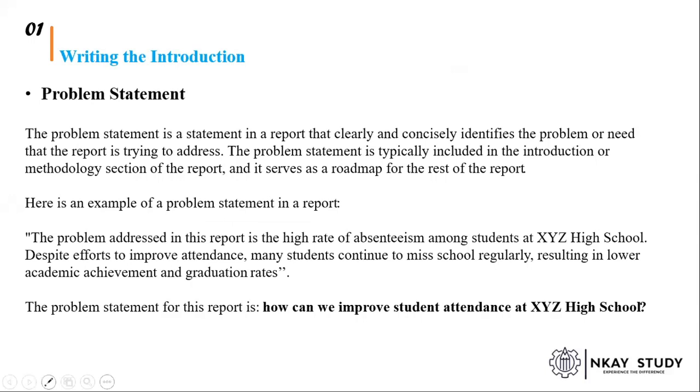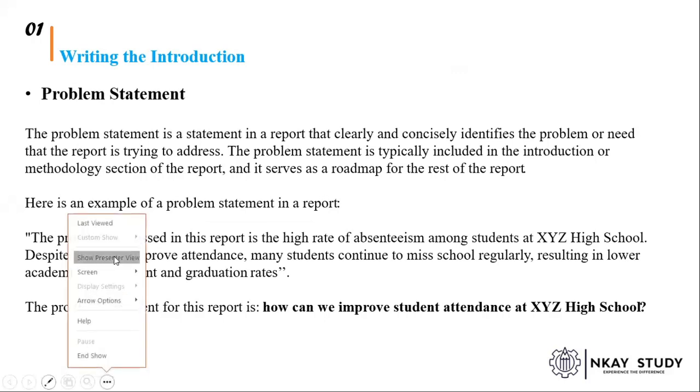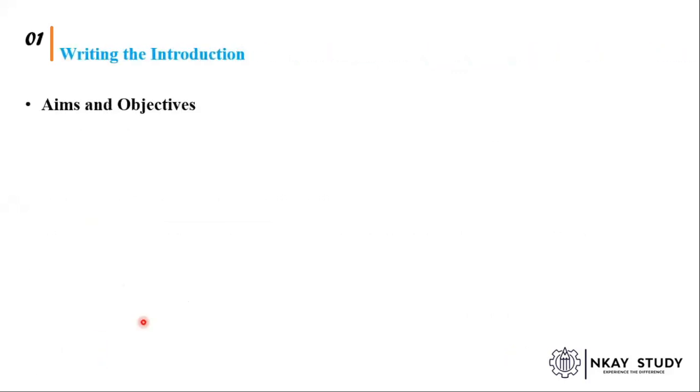Right, good. So we are done with the problem statement. What else do we do? So we move on to talk about the aims and objectives. The aims and objectives of a report are the goals and objectives that the report is intended to achieve, right? So the aims of the report are the broad goals or the outcomes that the report is trying to achieve. While the objectives are the specific steps or actions that will be taken to achieve those aims.